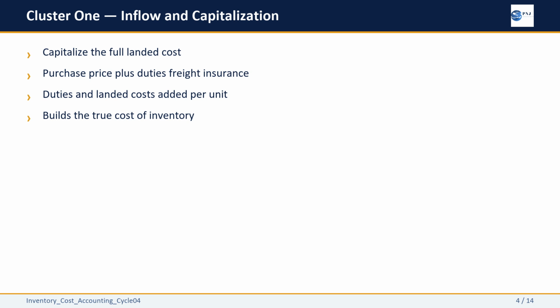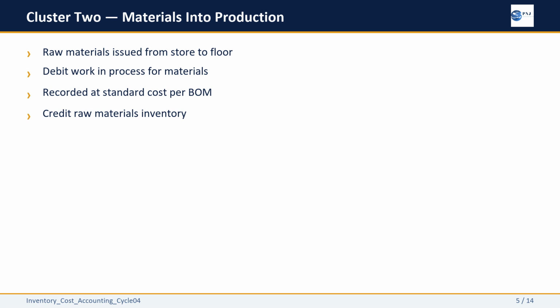The reason this matters is simple. If you expense those add-on costs instead of capitalizing them, your inventory is understated and your margins are wrong from the very start. Once materials leave the storeroom and hit the production floor, they stop being raw materials and start becoming work in process. Entry 3 captures that movement. You debit work in process inventory, materials, at standard cost as defined by the Bill of Materials, the BOM, and you credit raw materials inventory.